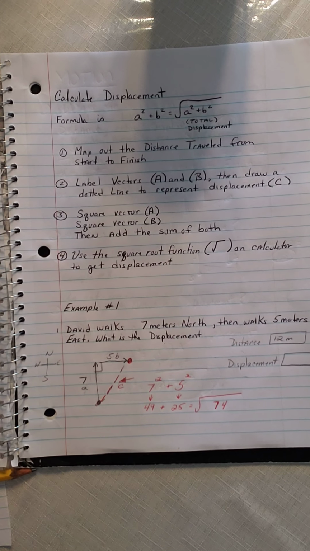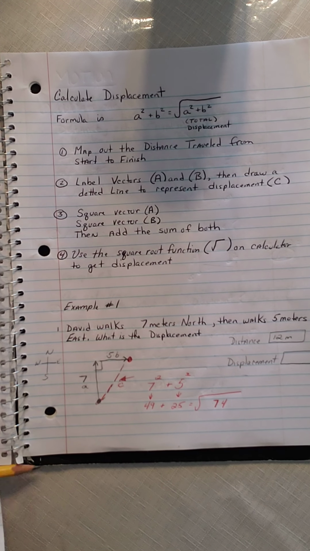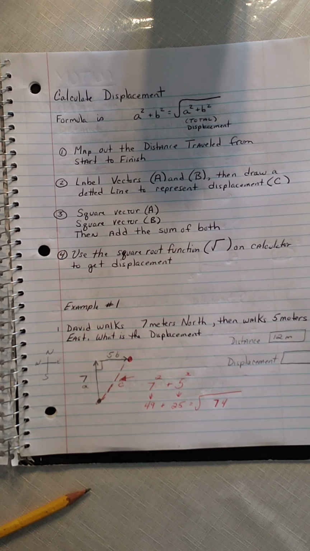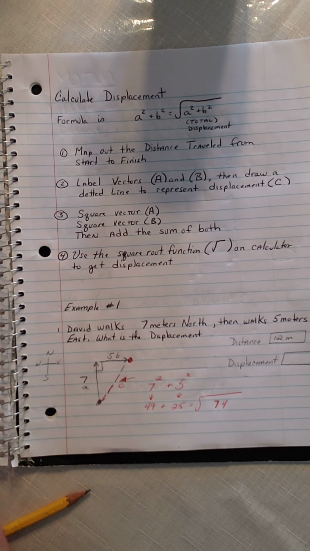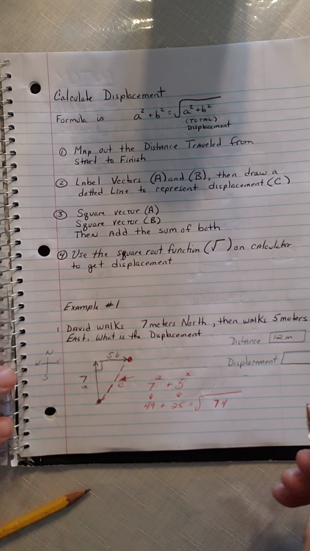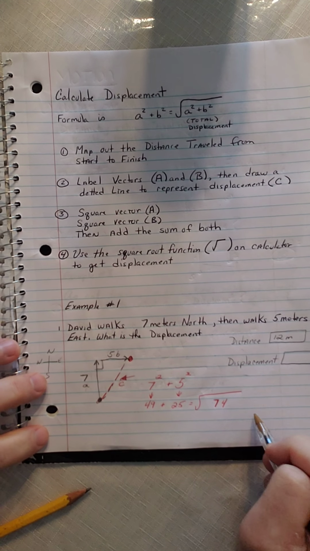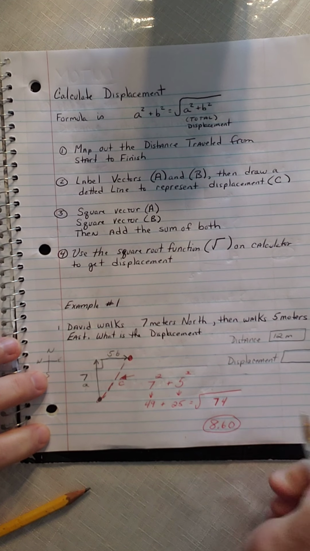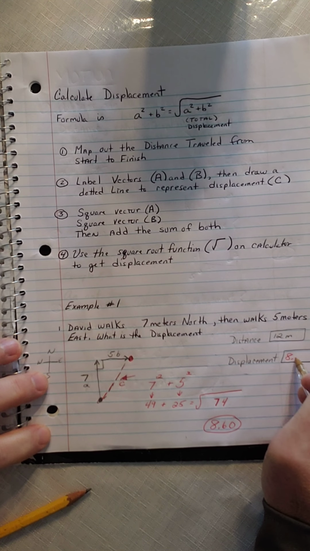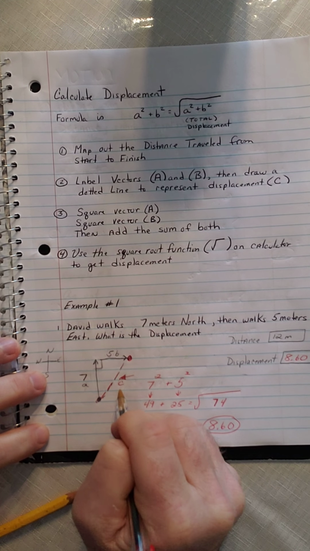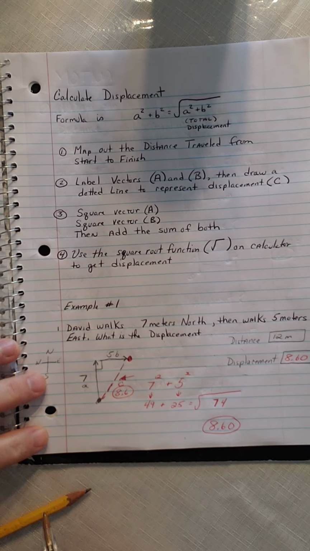So what is the square root of 74? Take the calculator. Depending on the calculator, you might have to put the square root first or the square root at the end. With mine, I would enter the square root followed by the number 74. And when I do that, that gives me a distance of 8.60, which is my displacement. So here would be 8.6.